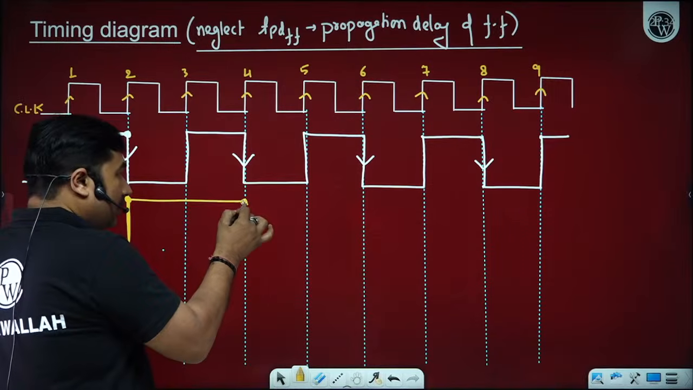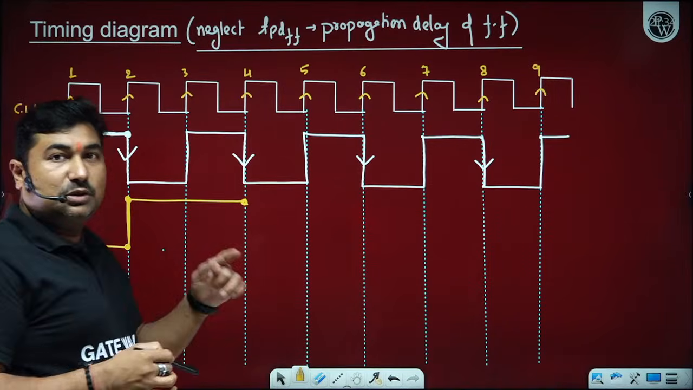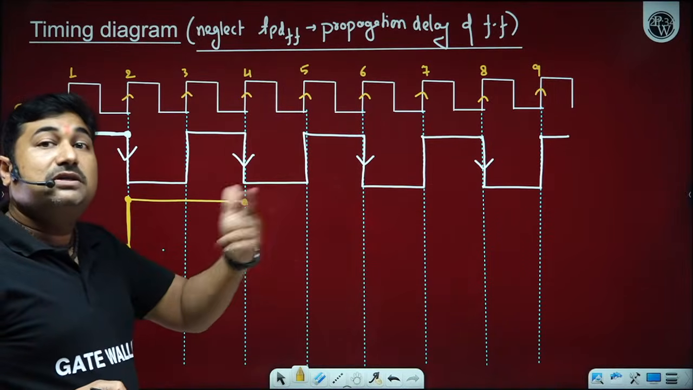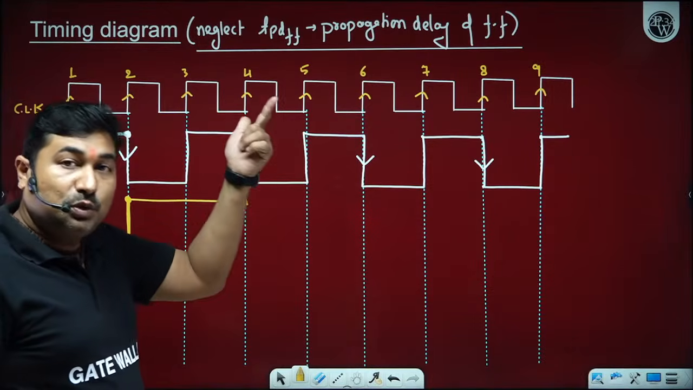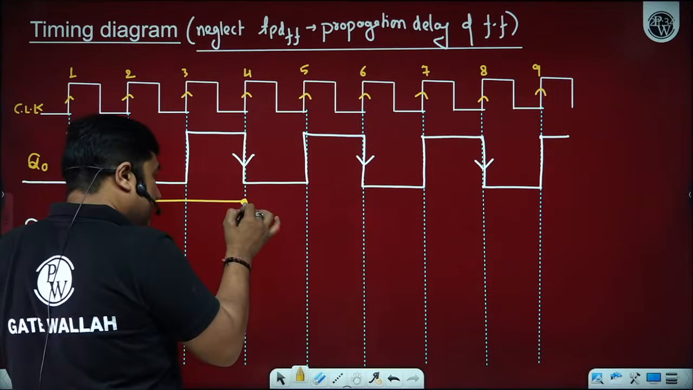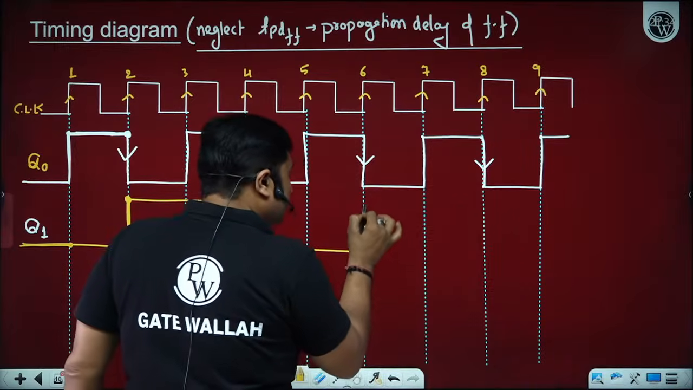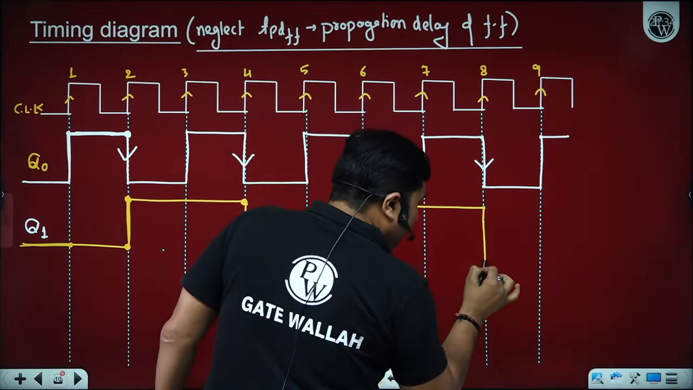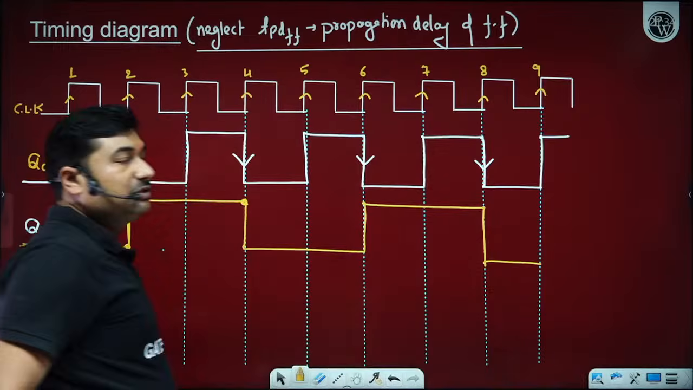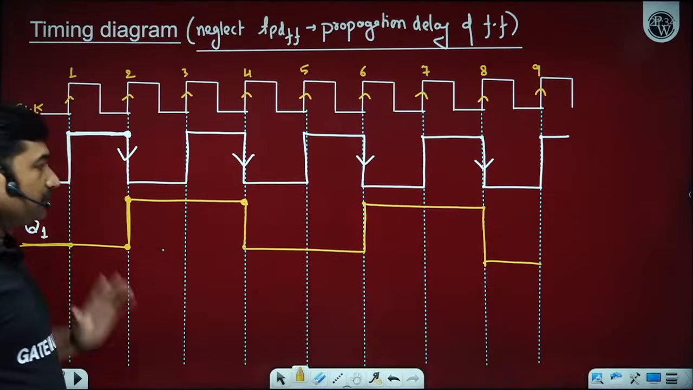As soon as the clock appears, as the clock is Q0 bar, which is changing from 0 to 1, it indicates Q0 changing from 1 to 0, and it toggles. So it toggles whenever Q0 changes from 1 to 0.